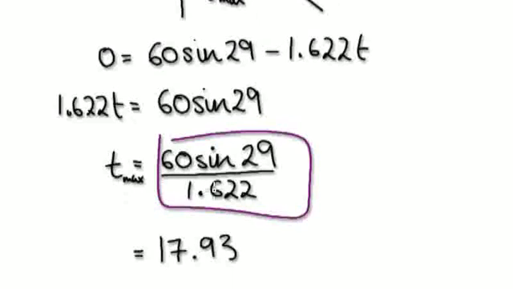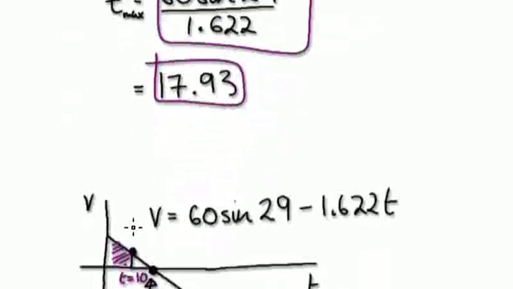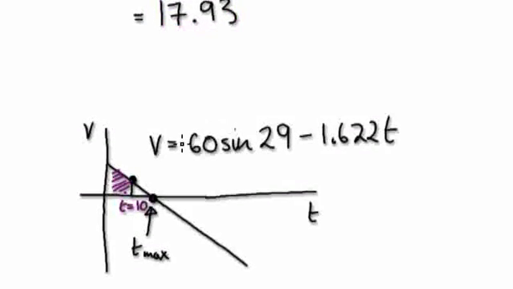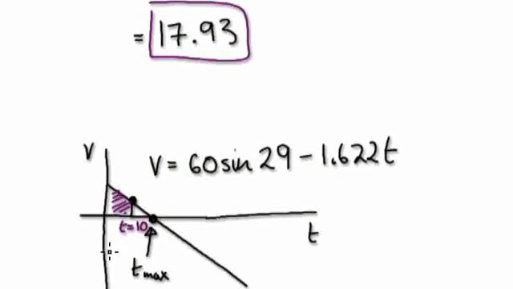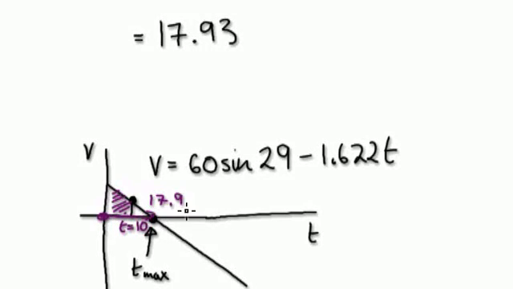Okay, you punch into your calculator, you will get this, and what that means is this is the time it takes to get to T max. So T max is from here to here. From here to T max, it takes 17.93 seconds. Now, if it takes 17.93 seconds to get to the maximum height, our question says find out the height after 10 seconds.